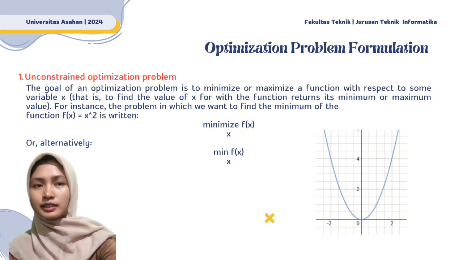For instance, the problem in which we want to find the minimum of the function f(x) = x squared is written minimize f(x), or alternatively min f(x). In this case, we are free to search amongst all possible values of x. We say that the problem is unconstrained. As we can see in the figure, the minimum of the function is 0 at x = 0.